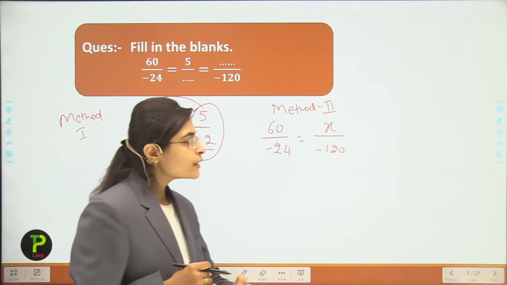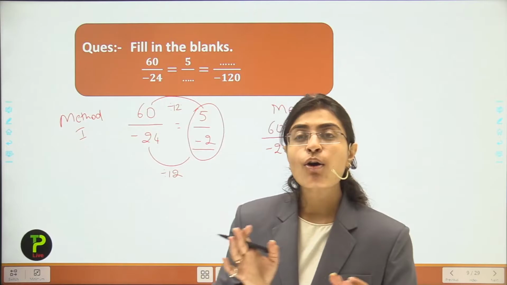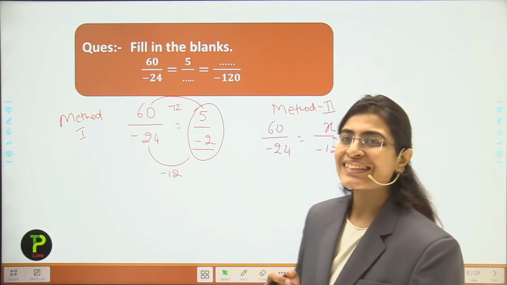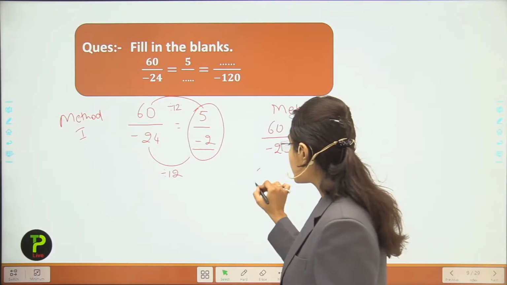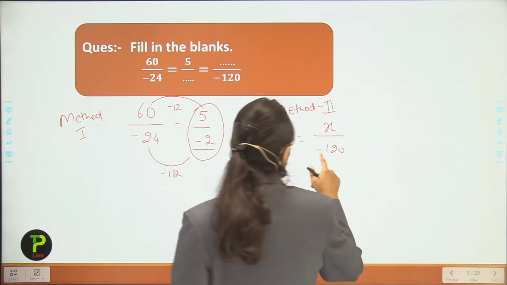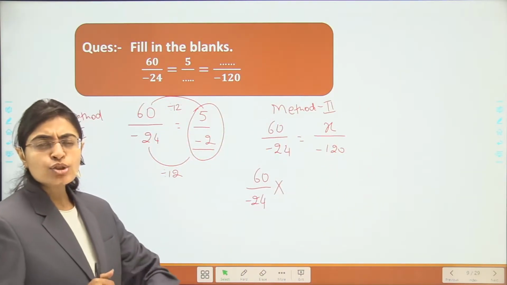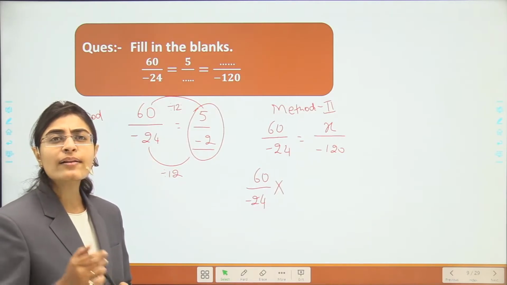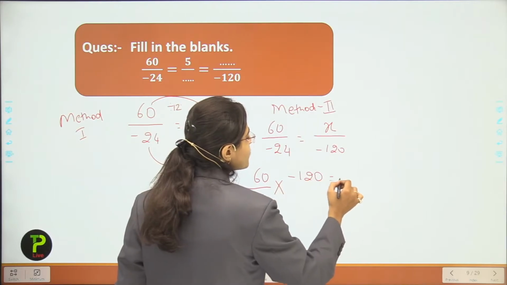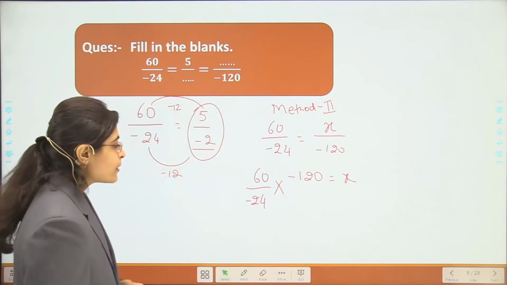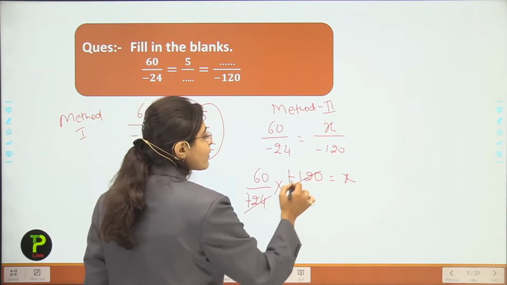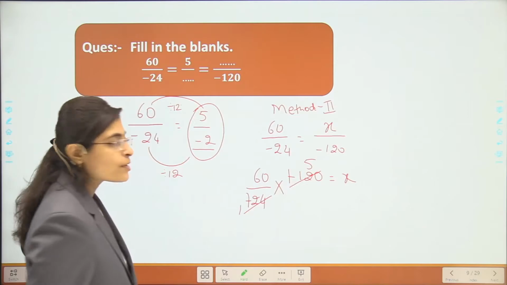Just keep x on one side and take all the numerical values, all the numbers, on the other side. So here, 60 by minus 24, into this minus 120 which is in the denominator. When I take it to the LHS, it will come in the numerator. So it will be minus 120 is equal to x. Right, here minus minus will be plus, and this will be divided by 5.